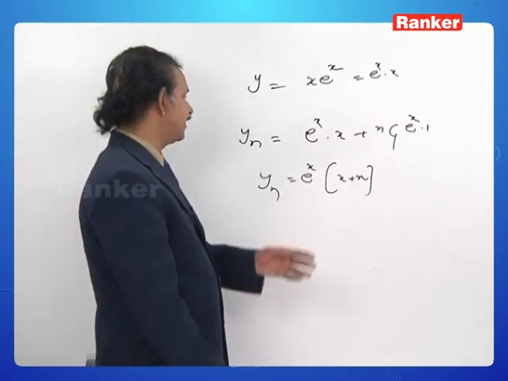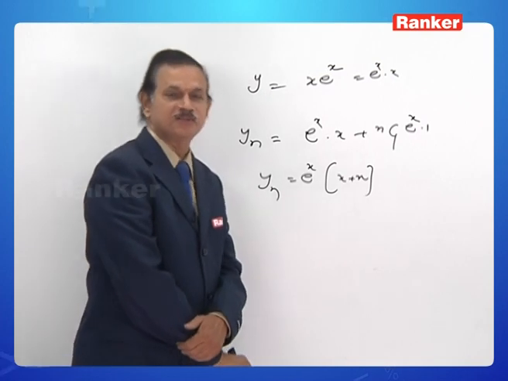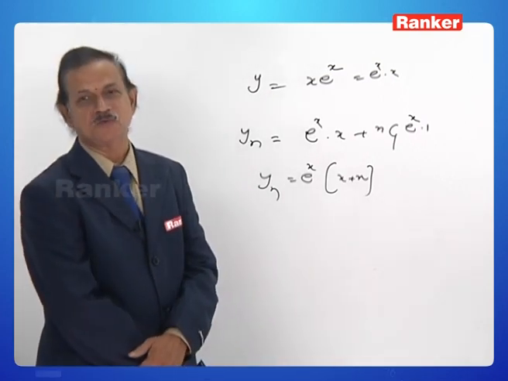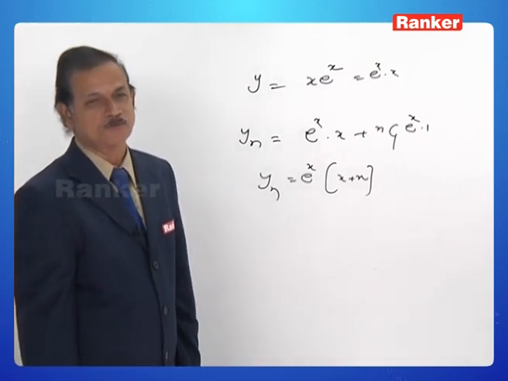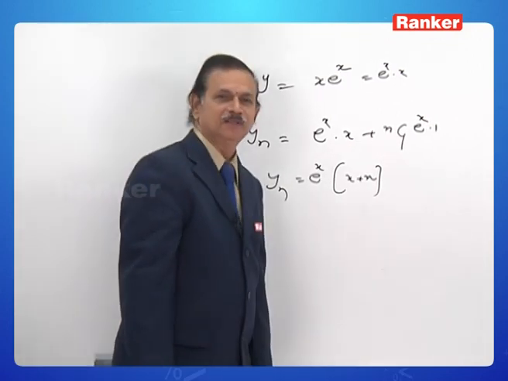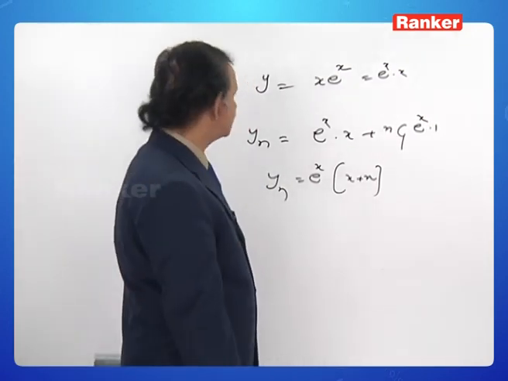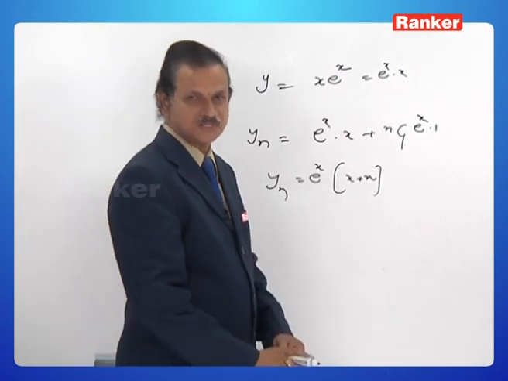So what is the second derivative? e^x (x + 2). What is the third derivative? e^x (x + 3). What is the fourth derivative? e^x (x + 4). Like that we observe. This is the process of using this Leibniz's result.